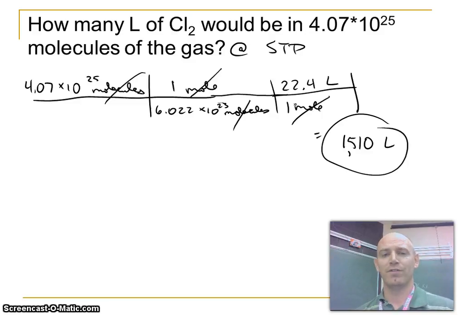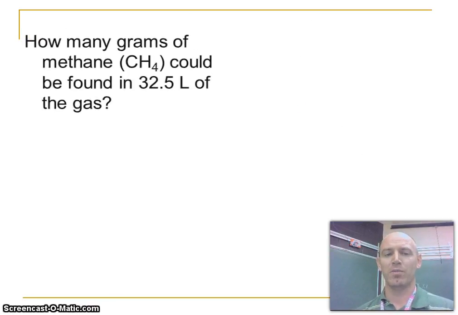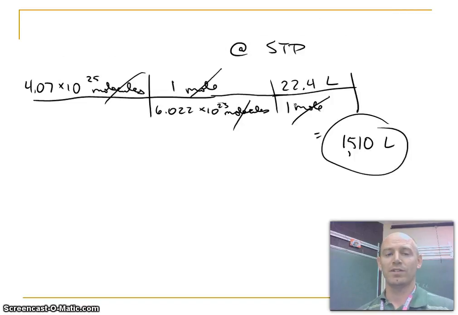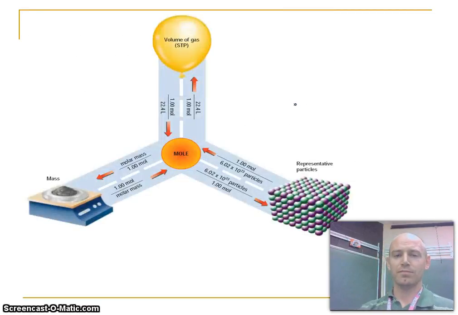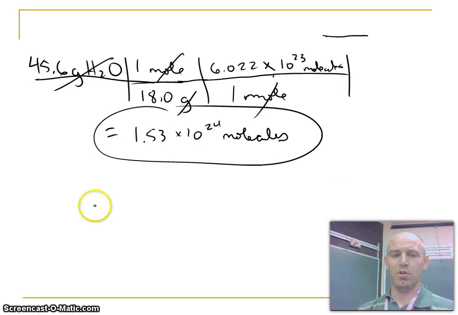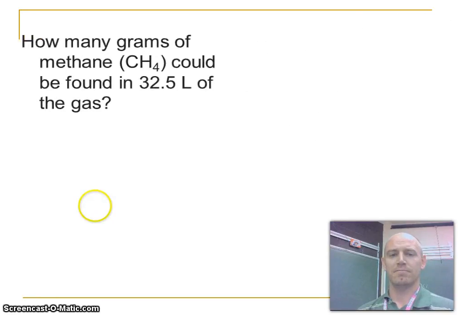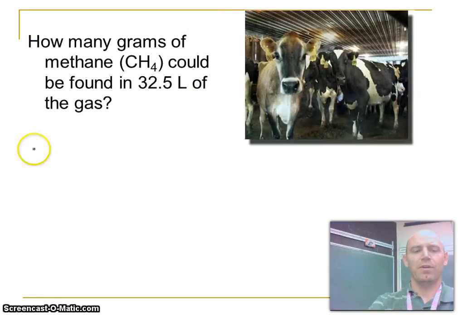So again, linking these conversion factors together, not really that difficult. It's just a matter of saying, okay, which route am I taking on the molar roadmap? How many grams of methane could be found in 32.5 liters of the gas? So we've got 32.5 liters. We want to get to grams, liters to grams. We're going to use molar volume first, molar mass second. So 32.5 liters.